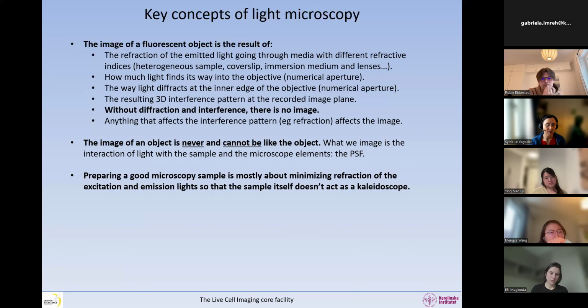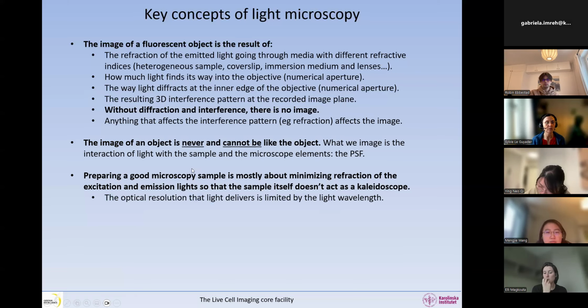Therefore, for you, preparing a good microscopy sample is mostly about minimizing refraction. And that will have an effect both on the excitation and the emission light. You do not want your sample to act like a kaleidoscope, basically. So this is why we talk about refractive index a lot, because it has an effect on the point spread function, and therefore it has an effect on your image, okay? So this is what is important when you prepare a good microscopy sample. We will see what a good microscopy sample is later.